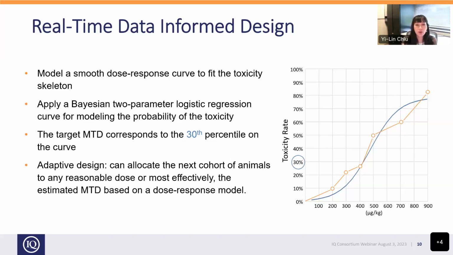The target MTD, maximum tolerated dose, for this particular example, corresponds to the 30th percentile on the y-axis. That's what we want. So the curve can help us project the MTD, which if you look at the x-axis, corresponds to a 30% toxicity rate. So an adaptive design can allocate the next cohort of animals to any reasonable dose, or most effectively, the estimated maximum tolerated dose based on a dose response curve. So it's a continuous learning, machine learning process.